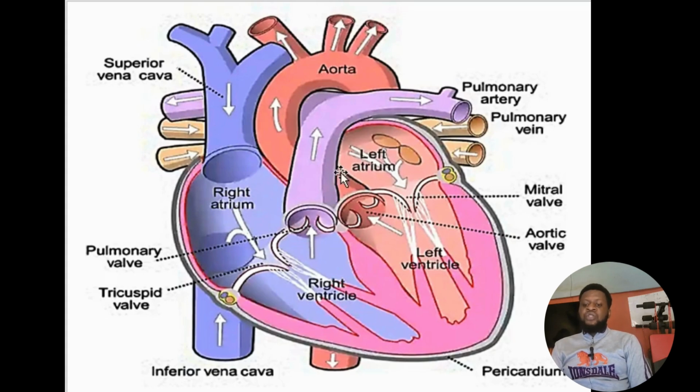Okay, so I believe you understood everything. So I'm going to run a quick recap before I move on. Now blood from the lungs carrying oxygen will come into the heart through the pulmonary vein. From the pulmonary vein, it gets into the left atrium. Now the left atrium will contract and push it into the left ventricle. Remember, when the left atrium is contracting, the left ventricle is relaxing.